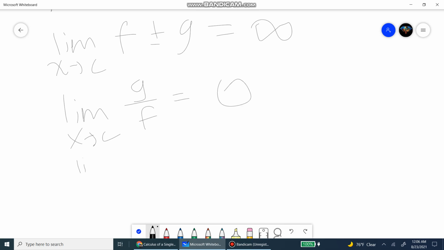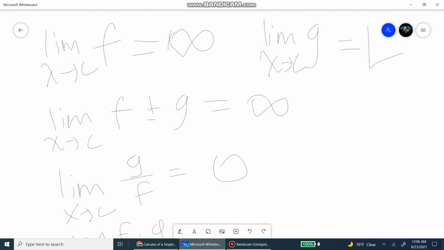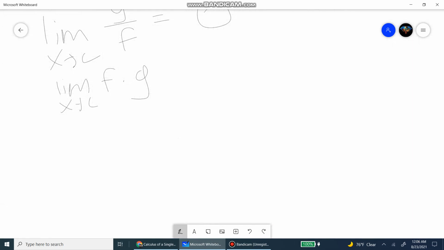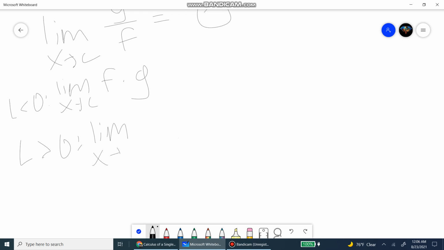And let me do one more. Limit as x approaches c of f times g. Now, this actually has two options. What if this L was negative? So if L is less than 0, L is negative, it's negative times infinity, so it's going to be negative infinity. Whereas if L is greater than 0, then you have a positive number times infinity, and you're going to get infinity.